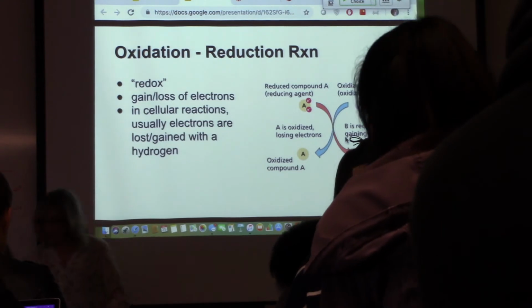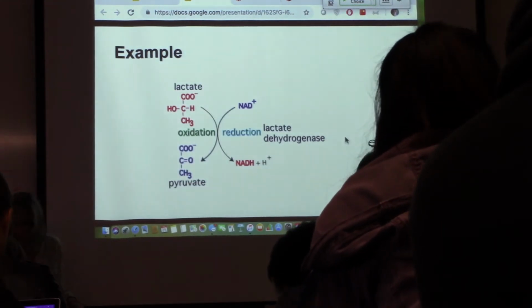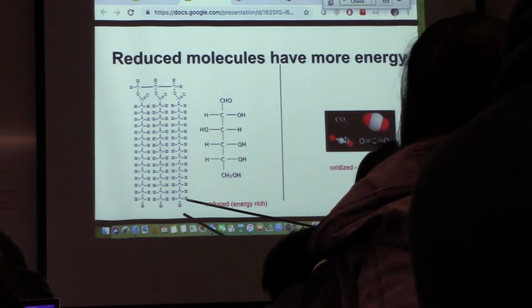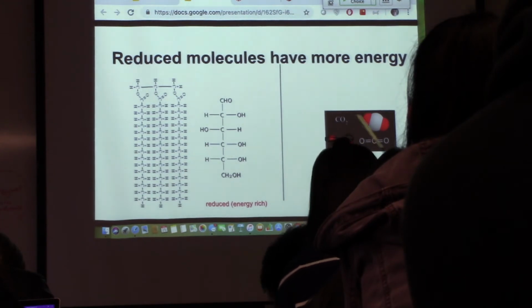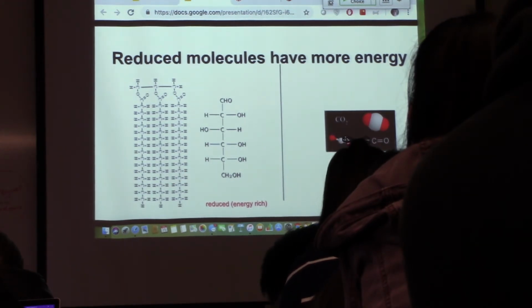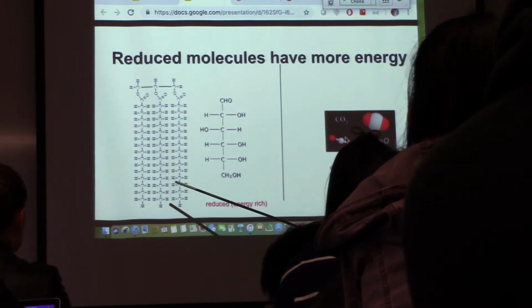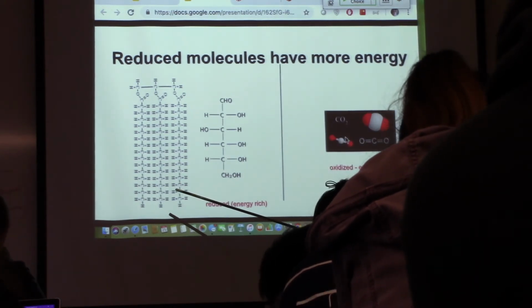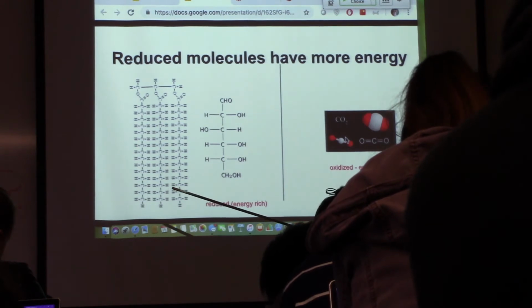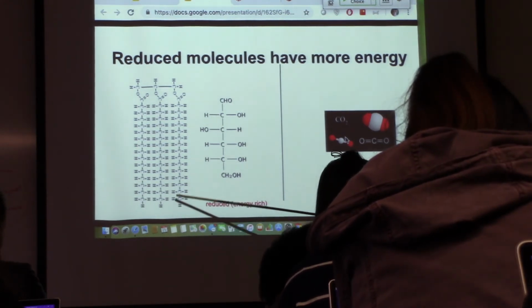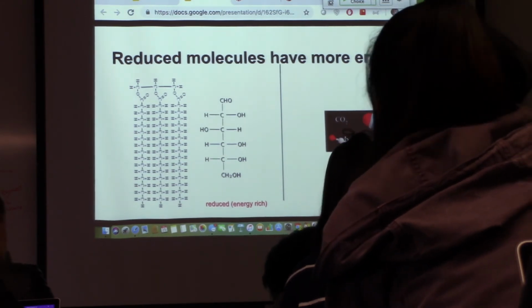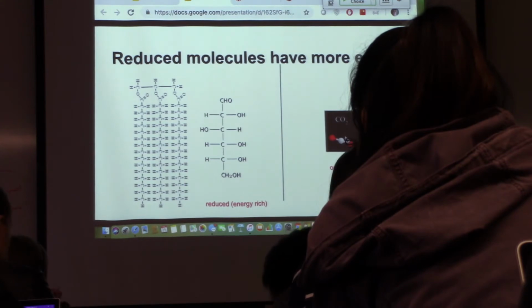Why do we care about this in biology? Well, let me show you why. We care about this because it turns out that reduced molecules have lots of energy, and the oxidized molecules have very little energy. So gasoline is a hydrocarbon. It's a molecule full of carbons and hydrogens. And we put gasoline in our car, right? Unless you have an electric car.